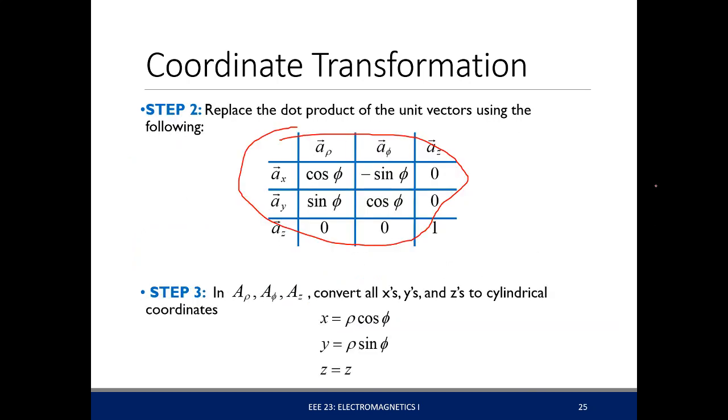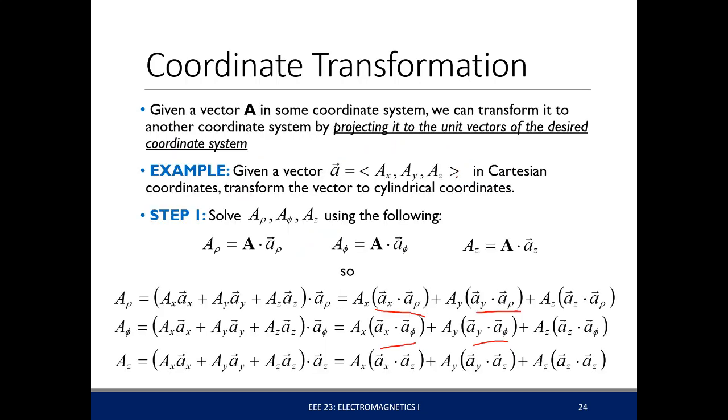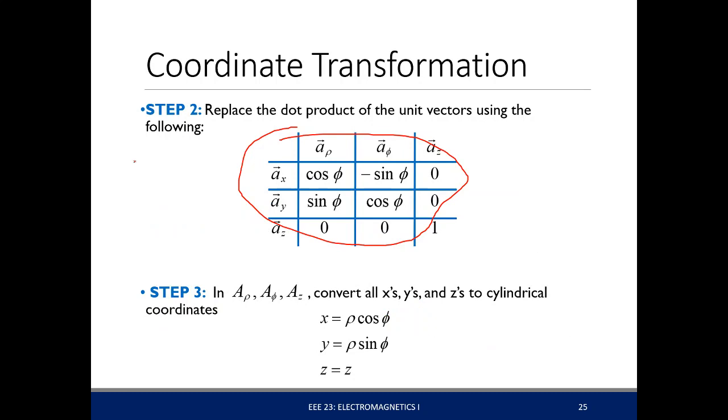So let's proceed. Since this is the summary of the dot products, you substitute A_x dot A_rho to cosine phi, A_y dot A_rho to sine phi, A_x dot A_phi to negative sine phi, A_y dotted to A_phi to cosine phi, and A_z, well, it has a mind of its own. It's not related to any of them at all. And finally, for each of the components of your cylindrical coordinate definition, you just need to substitute these values to your variables.